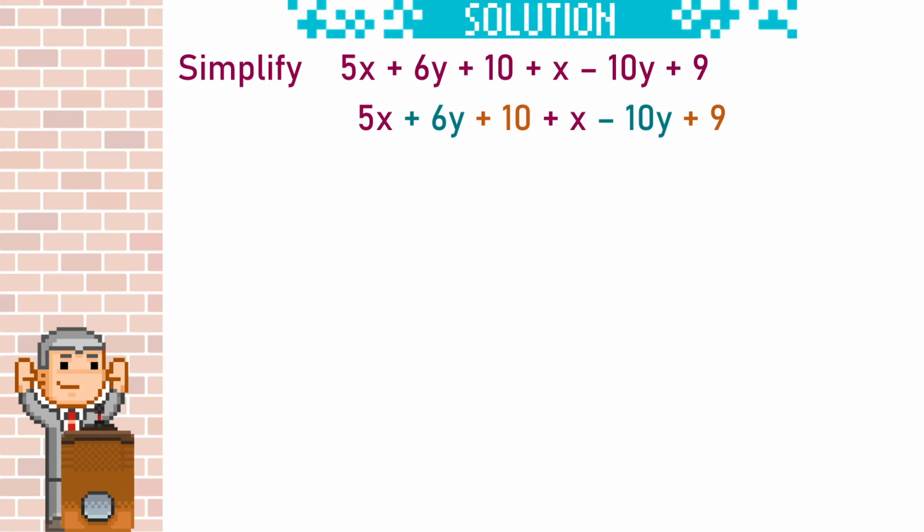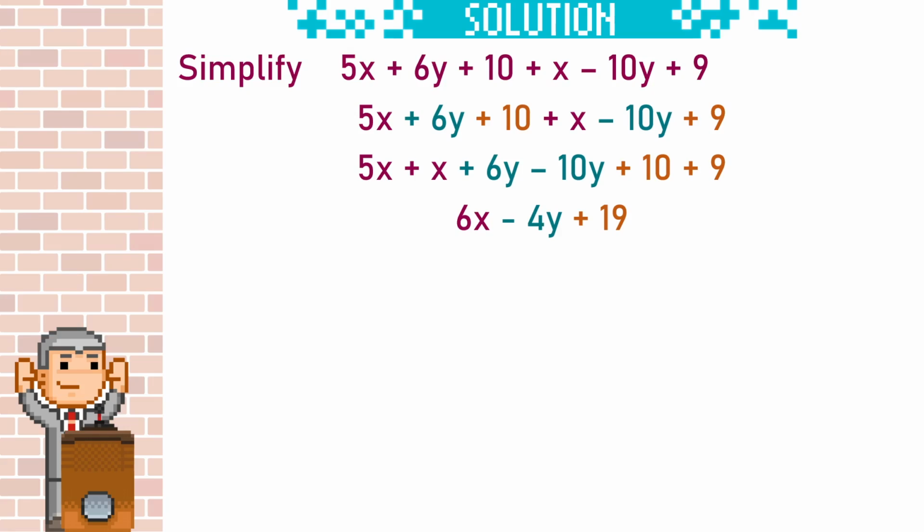Let's colour code the like terms. We have the x terms, the y terms, and the number terms. We may find it easier to reorder the terms to put the like terms together. Be careful with the minus before the 10y because this belongs to the 10y and must stay with it. We can then add the 5x to the single x to give 6x, the 6y to the minus 10y to give us minus 4y, and the 10 to the 9 to give us 19. This is as far as we can simplify the expression.